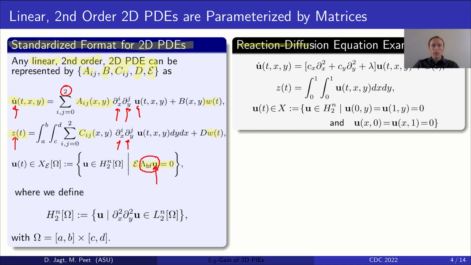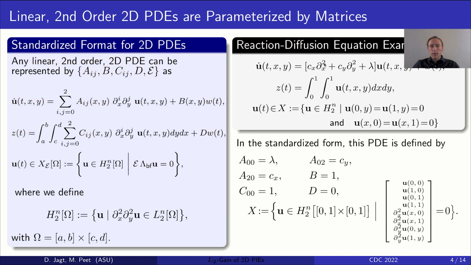So if we then consider, for example, our reaction diffusion equation, we note that in this system we have these second order derivatives along both the x and y direction, parameterized by c_x and c_y. So we set a20 and a02 equal to c_x and c_y. Similarly, this term lambda here involves no derivative of the state, so we set a00 equal to lambda. And since also the output z here involves no derivative of the state, we set c00 equal to 1.